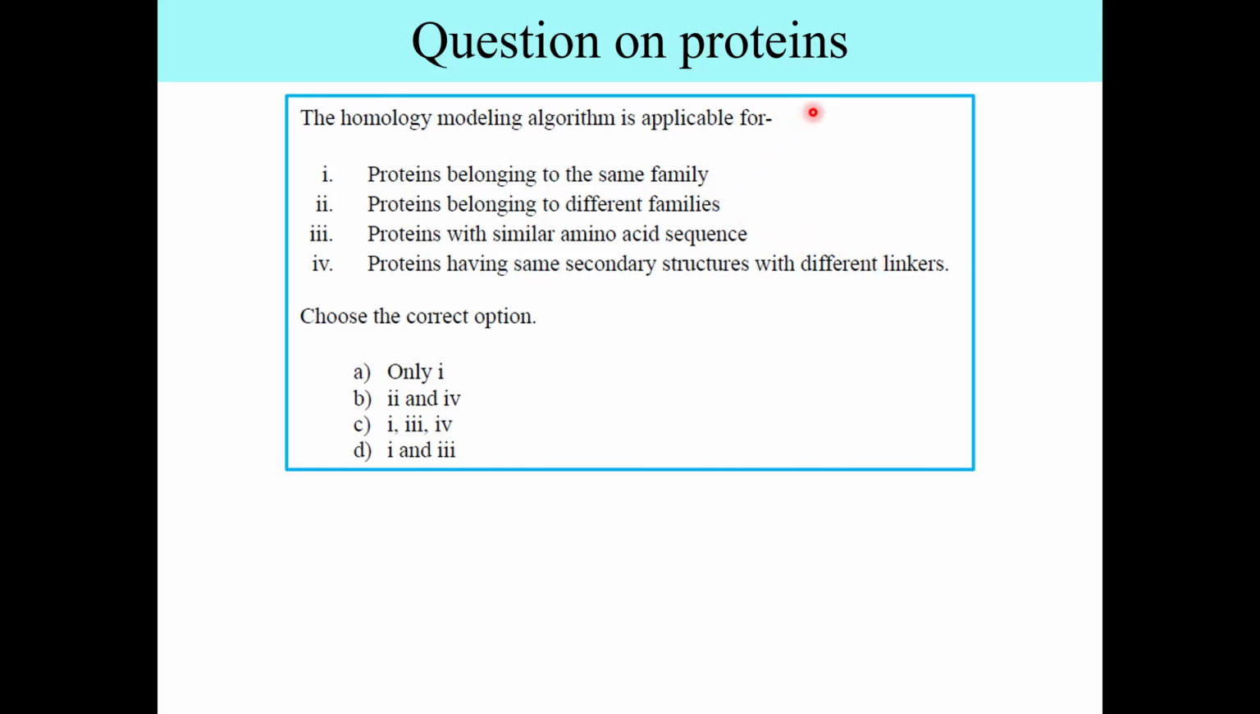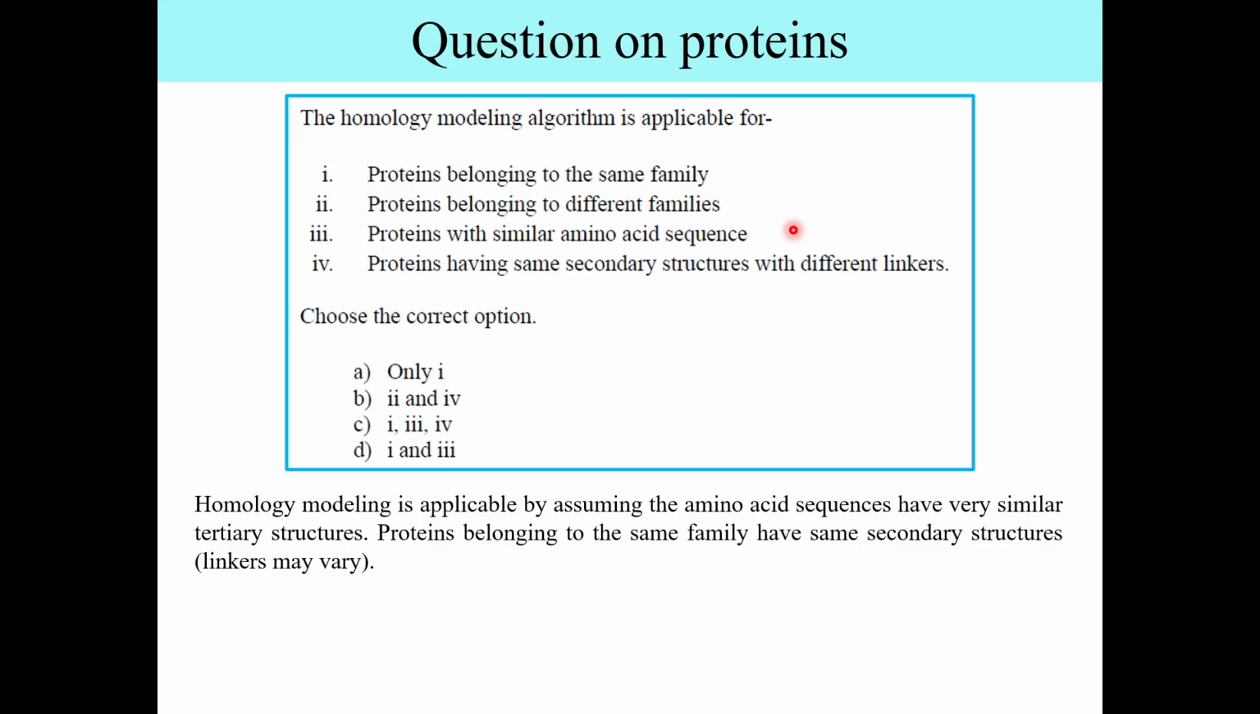Proteins must belong to the same family because they are homologous. Since they are homologous, their amino acid sequence would be similar, so 1 and 3 would definitely be there. Proteins having the same secondary structures but with different linkers: there are small regions of mismatch, but the rest of it is similar. So the right option would be 1, 3, and 4. Homology modeling is applicable by assuming the amino acid sequences have very similar tertiary structures. Proteins belonging to the same family have the same secondary structures. The linkers may vary. Okay.